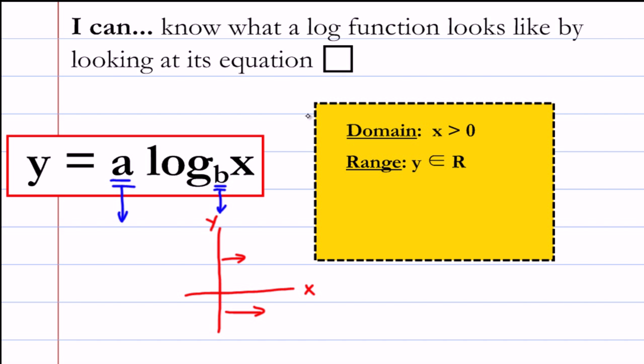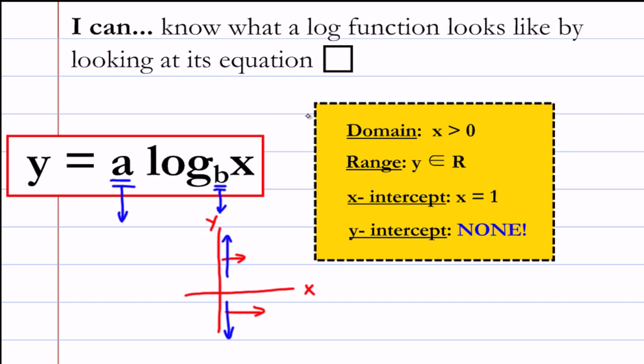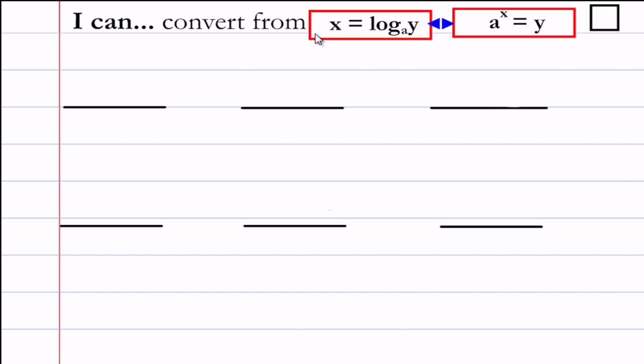Okay, so the graph continues off towards infinity, towards the positive y, the negative y values. Okay, the x-intercept is 1. Regardless of what we choose for the base or the number out front there, A, the x-intercept is 1, and there is no y-intercept. You need to be able to convert from log form to exponential form and back.